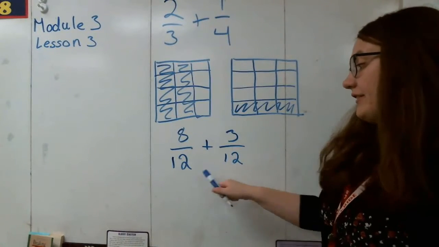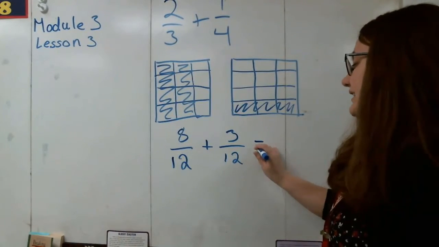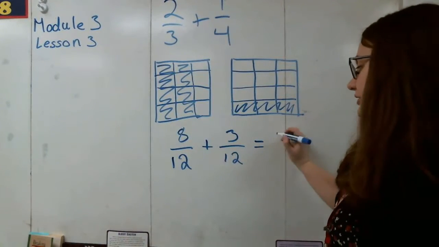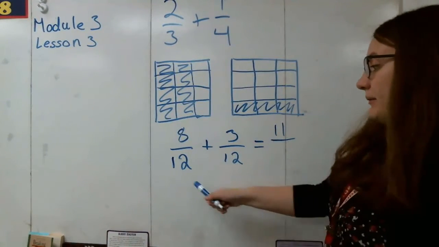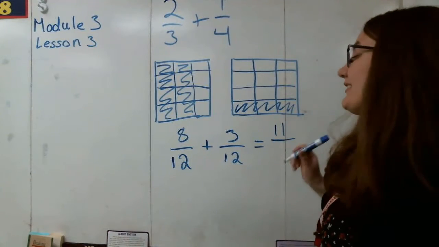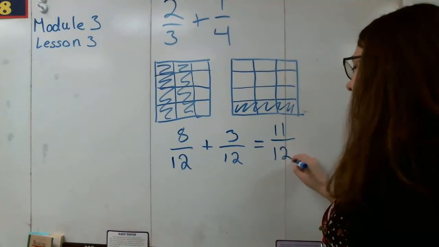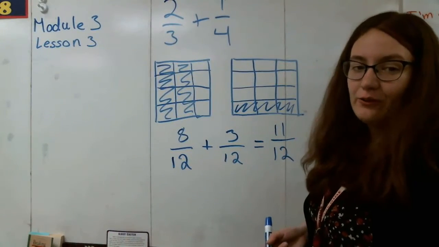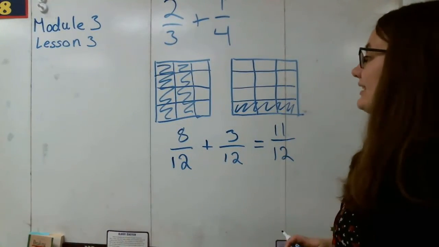So now that I have these common denominators, I can now add all of this up. So I'm left with 8 plus 3, which is 11. And remember, my denominator does not change, it stays the same, so I'm left with 11/12. And that is my final answer for this problem.